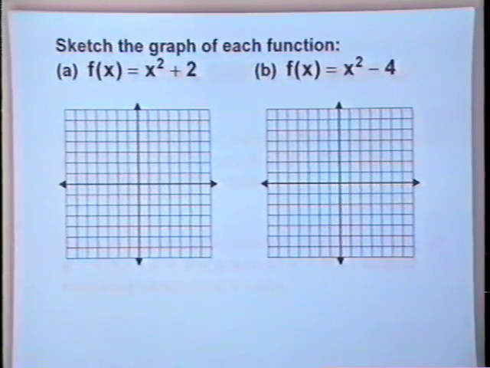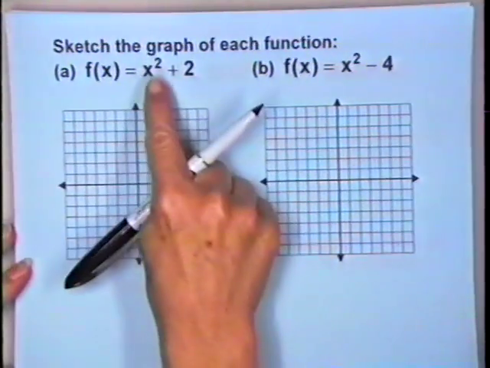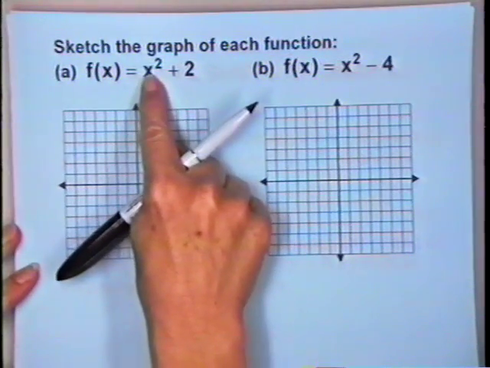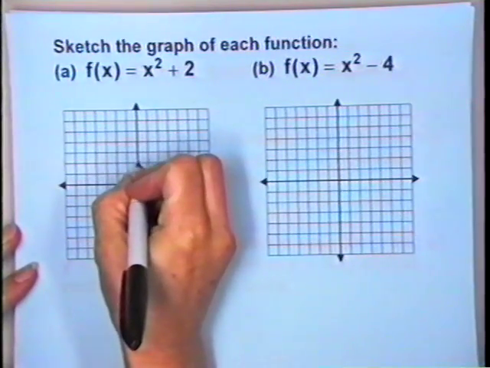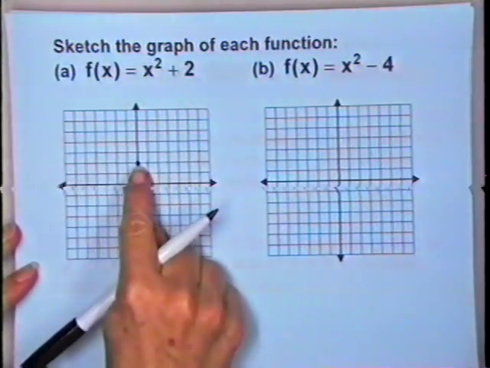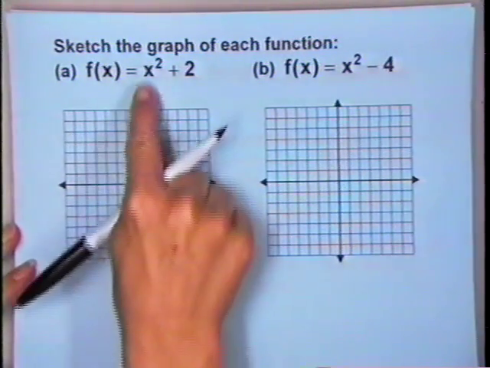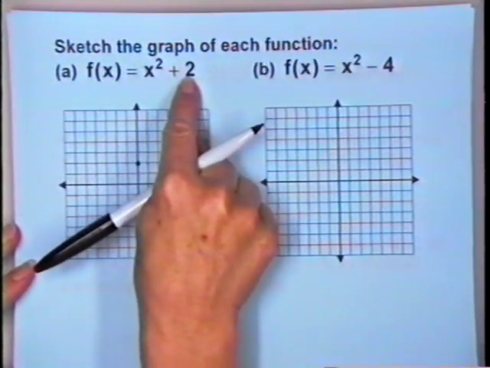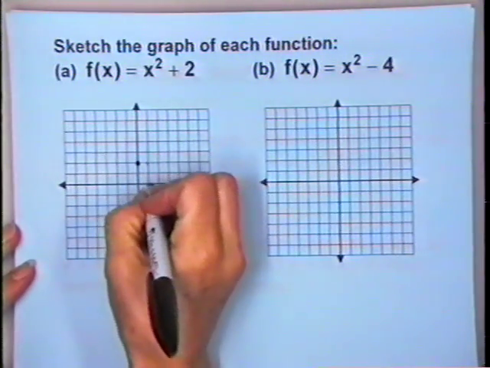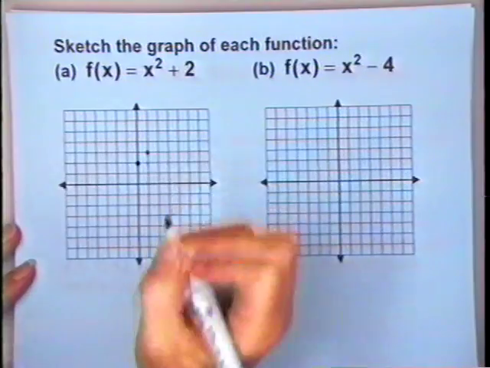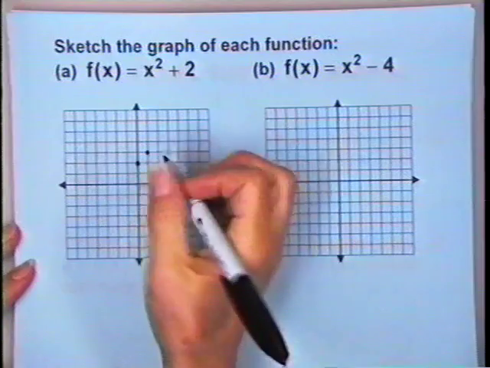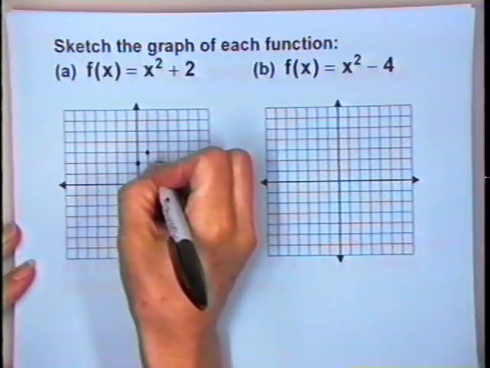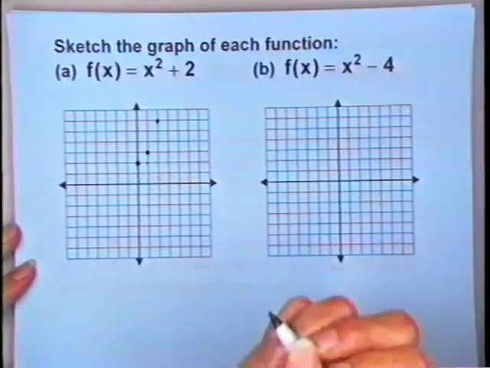So I think what I'm going to do here is just a little bit of point plotting, and we'll do this rather quickly. If we choose x to be 0, you can see that 0 plus 2 gives us a y value of 2, so I'm going to locate that 0, 2 point here on my graph. If x is 1, 1 squared plus 2, 1 plus 2 would be 3, so whenever x is 1, y is 3. If we choose x to be 2, 2 squared is 4, 4 plus 2 is 6, isn't it? So 2 gives us a y value of 6.